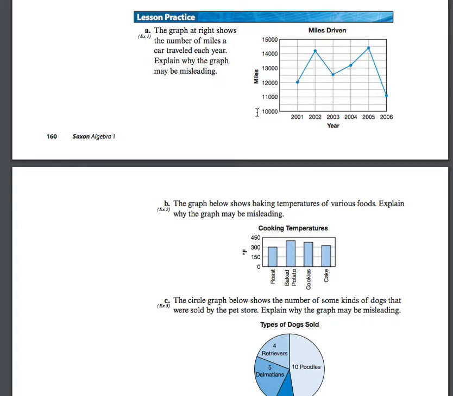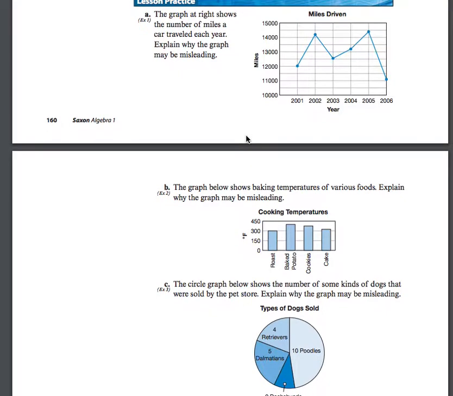Letter B. The graph below shows baking temperatures of various foods. Explain why the graph may be misleading. A roast is at 300, a baked potato is at 425, cookies are at 415, and a cake is right over 300 and something. Doesn't look like there are enough data points in between, or the increments are clear enough for us to tell what those measurements are precisely. That's a big deal when you're cooking things, because you have to be really precise to make sure you're following the recipe as it is created. That way you successfully cook things based on what's recommended.